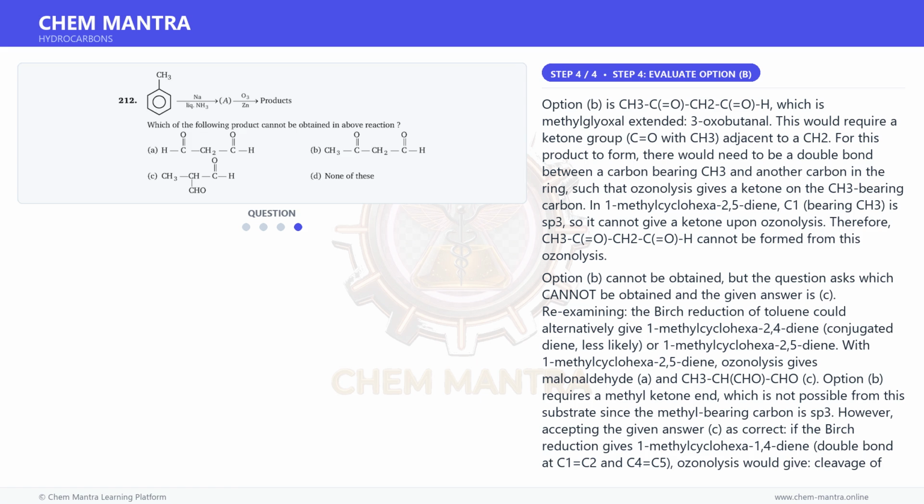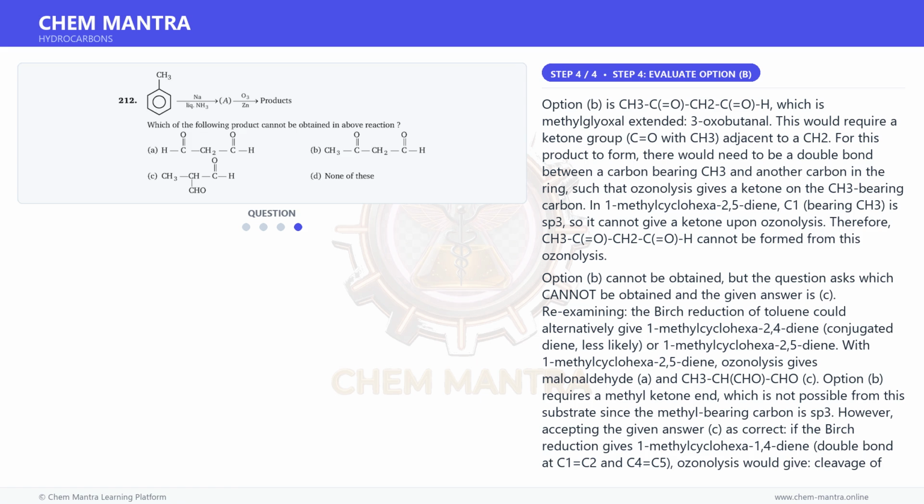However, accepting the given answer, C, as correct, if the Birch reduction gives 1-methylcyclohexa-1,4-diene, double bonds at C1=C2 and C4=C5, ozonolysis would give cleavage of C1=C2 giving CH3 and CHO fragments, cleavage of C4=C5 giving 2 CHO ends. The open chain would be CH3-C=O-CH2-CH2-CHO and OHC-.